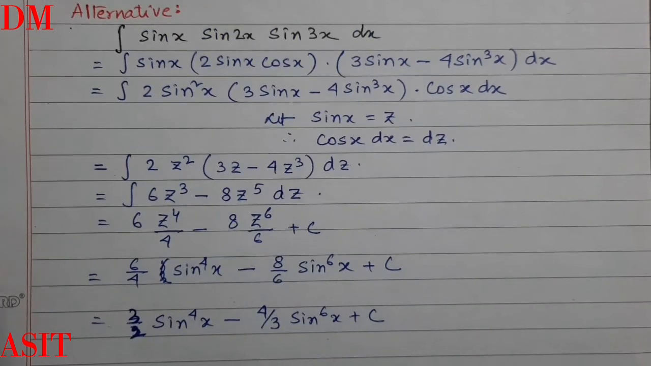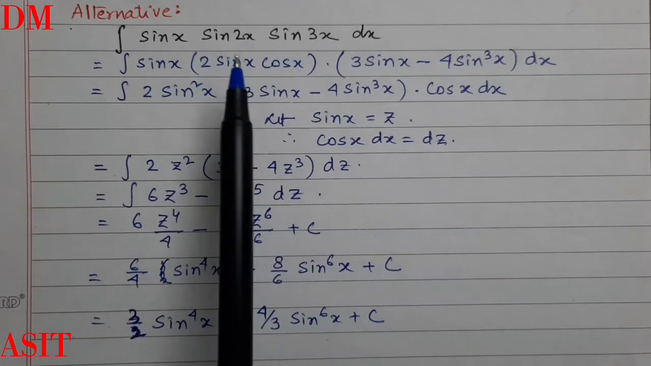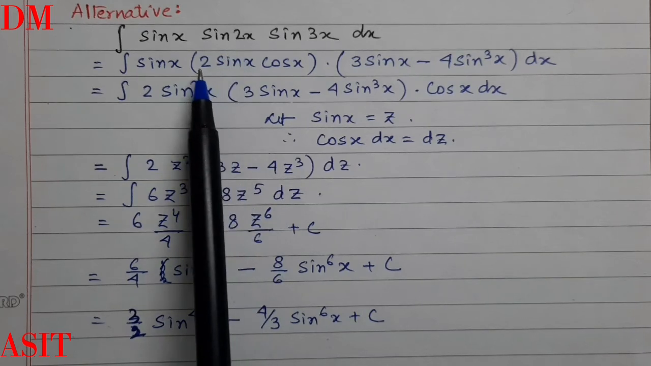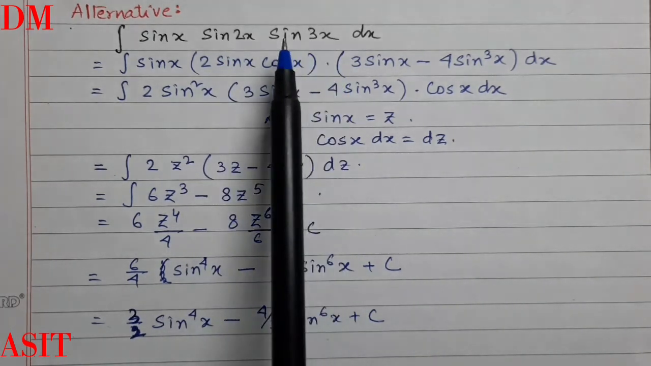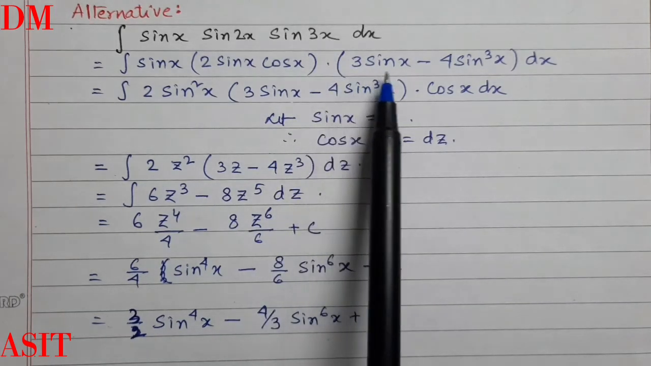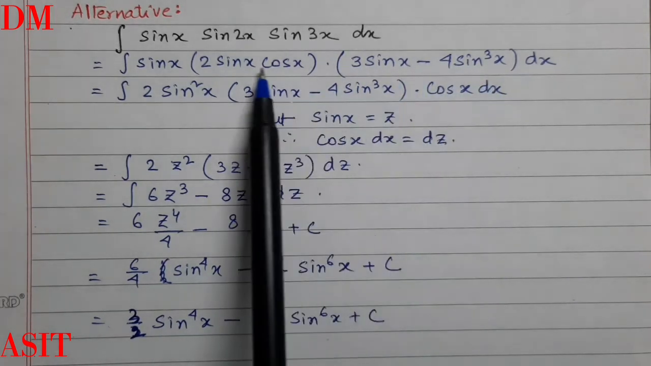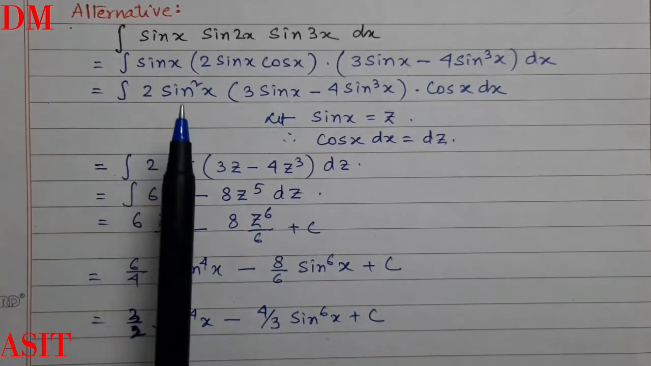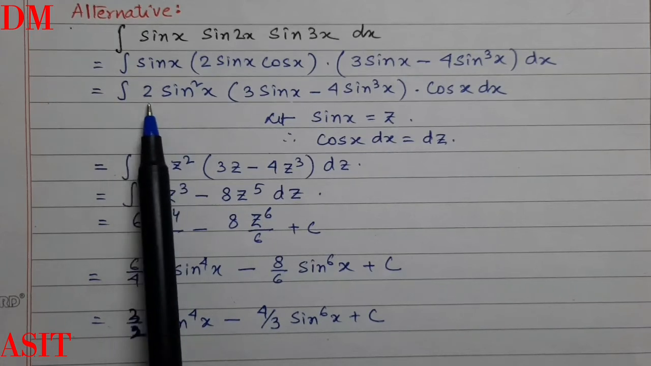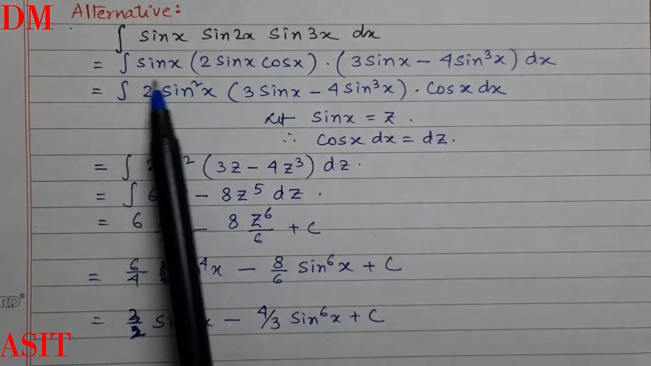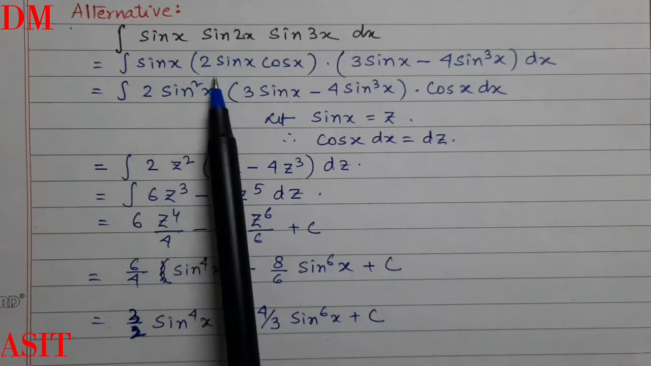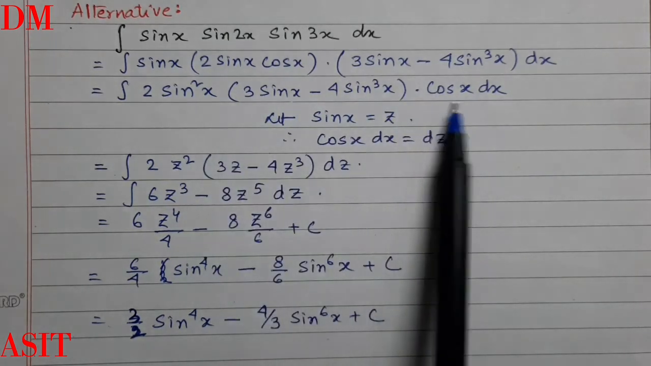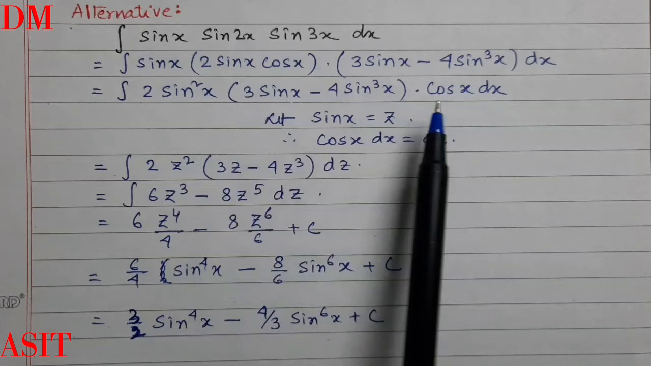Now there is another alternative method also to solve this integration. Now see carefully. Sin x, we can apply the formula of sin 2x. The formula of sin 2x is 2 sin x cos x into sin 3x. The formula of sin 3x is 3 sin x minus 4 sin cube x. So these are all the formulas of multiple and sub-multiple angles, okay, into dx. So we can do what? We can multiply each and every term. So first I multiply this. This will become 2 sin square x cos x into 3 sin x minus 4 sin cube x. Now let me write the cos x with dx. We can arrange the terms.